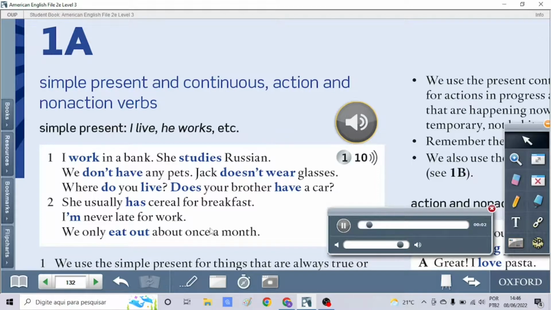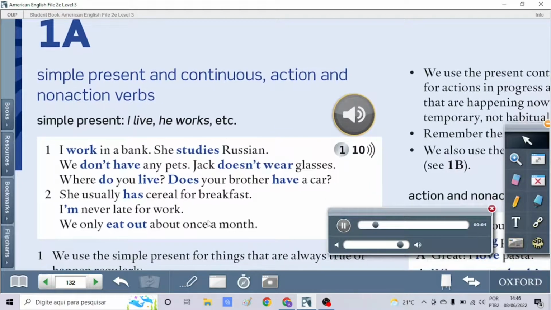1.10. 1. I work in a bank. She studies Russian. We don't have any pets. Jack doesn't wear glasses. Where do you live? Does your brother have a car? 2. She usually has cereal for breakfast. I'm never late for work. We only eat out about once a month.